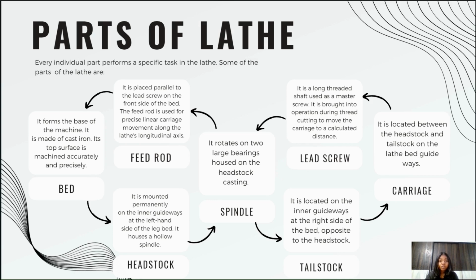It is brought into operation during thread cutting to move the carriage to a calculated distance. Thread cutting is one of the lathe operations which we will discuss in the upcoming slides. Feed rod is placed parallel to the lead screw on the front side of the bed. The feed rod is used for precise linear carriage movement along the lathe's longitudinal axis.